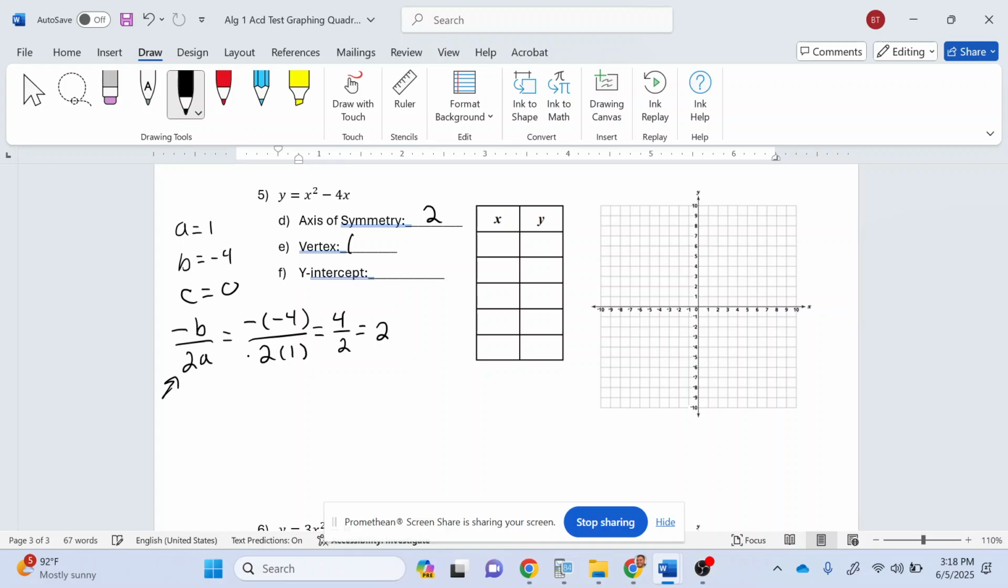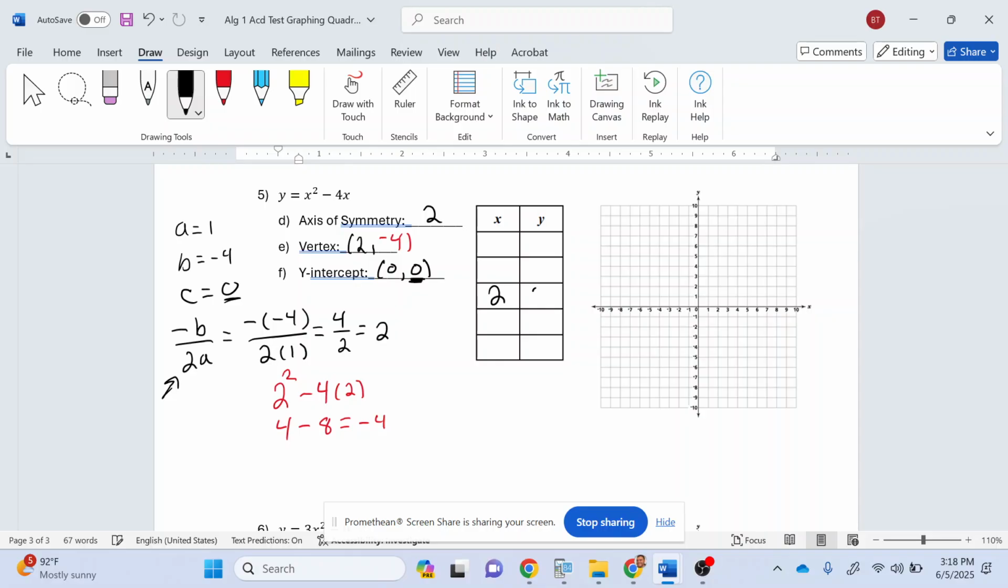Now we're going to do the vertex, which is 2 comma something. So I'm going to take the 2 and plug it in here. 2 squared minus 4 times 2. 4 minus 8 is negative 4. So the y of my vertex is negative 4. The y-intercept is my c value, which happens to be 0. So it's 0 comma whatever my c value is, which in this case also is 0.